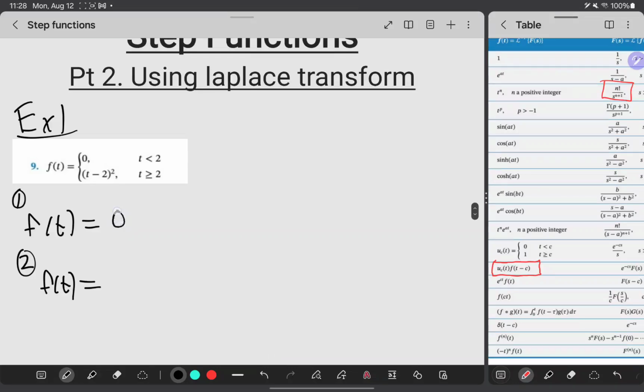First method, we do it by jumps, right? By looking at the jumps. So we add t minus 2 squared u of 2 of t. If you have questions with this, go back to my last video. I explained it all.